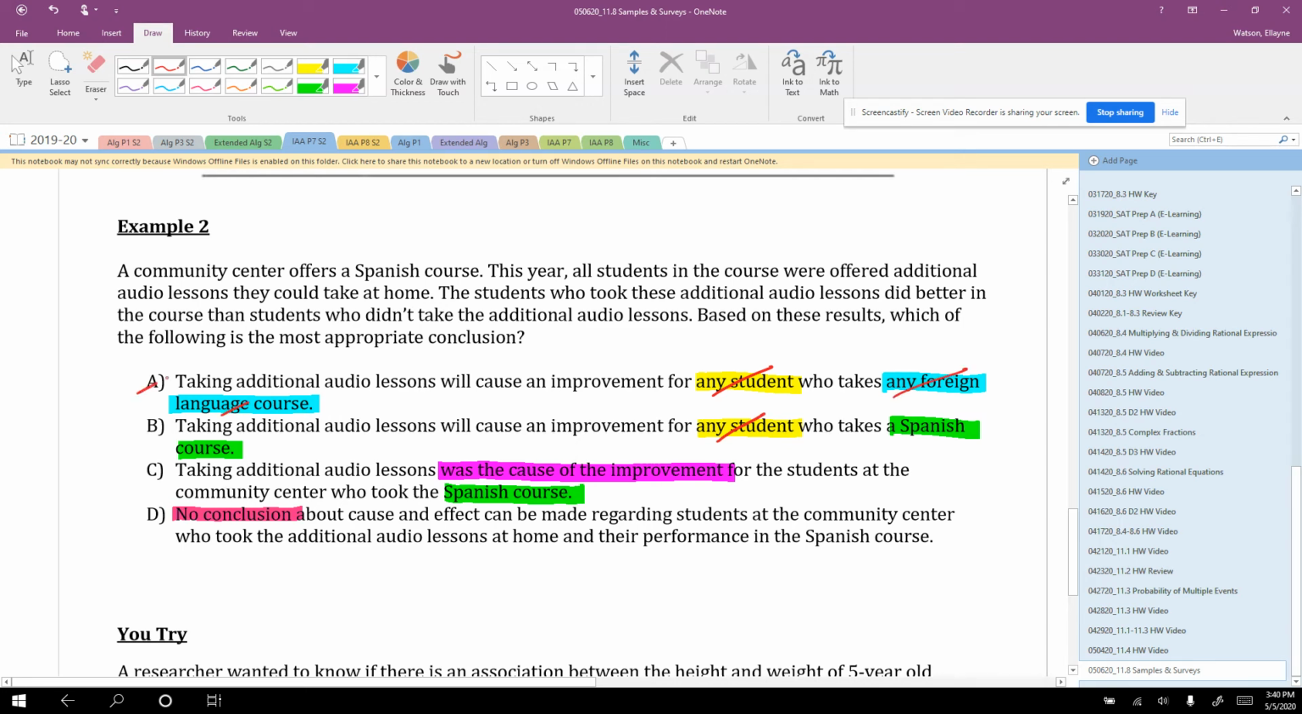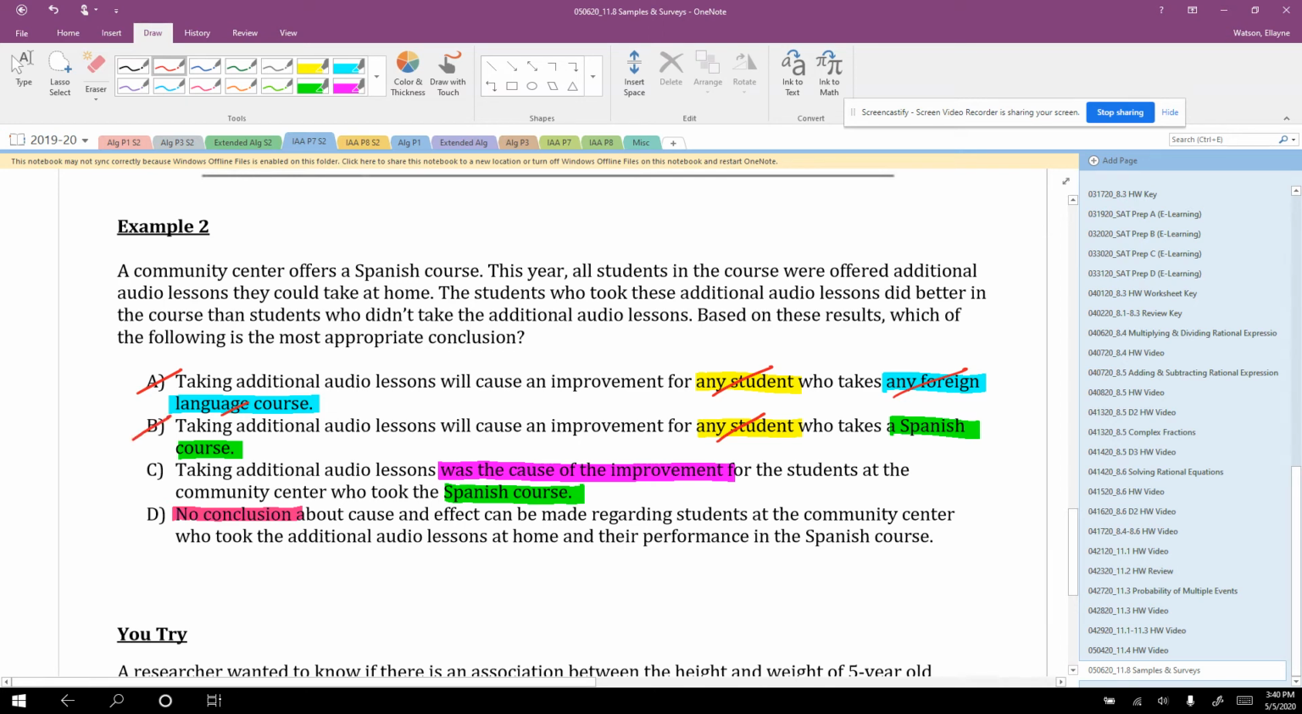So we definitely know it won't be A. Because B also says any student. Well, this was only taking into account the students at this specific community center. Okay, so we can't do it for any student. So then let's look at C and D.